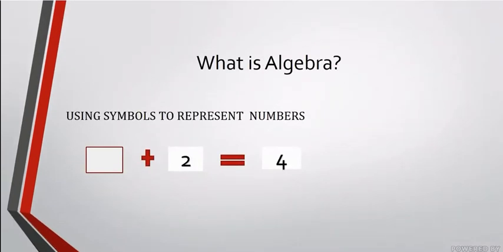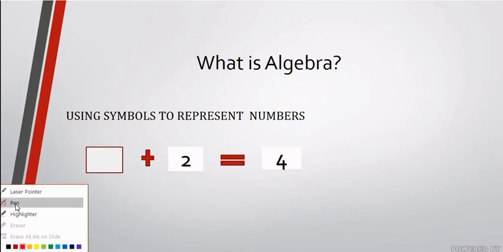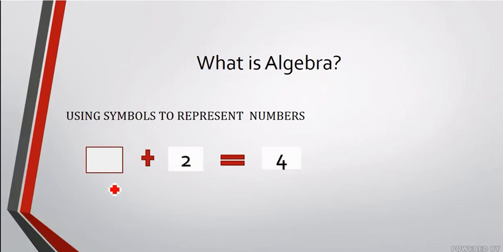Algebra is using symbols to represent numbers. The truth is you have been doing algebra from as early as first year and you just haven't recognized it. Something plus 2 is equal to 4. What is the something? What is the unknown? The unknown, the missing part of this puzzle is 2. 2 plus 2 is equal to 4. This is what algebra is all about.